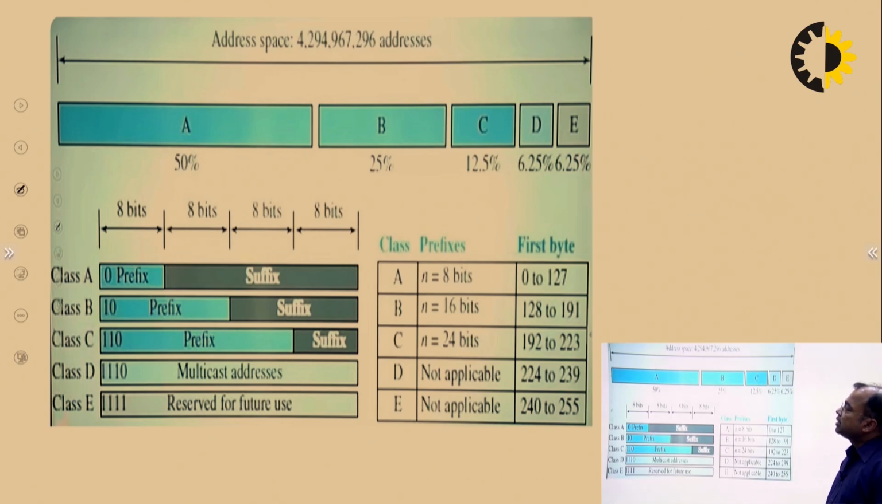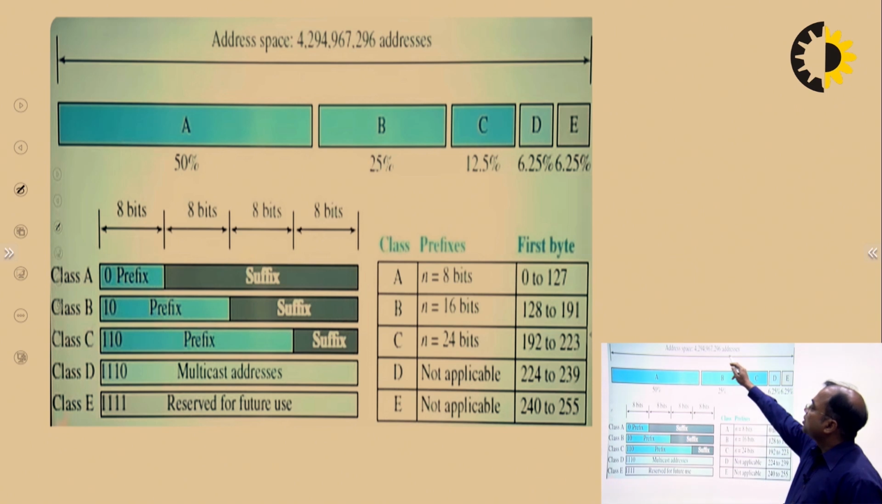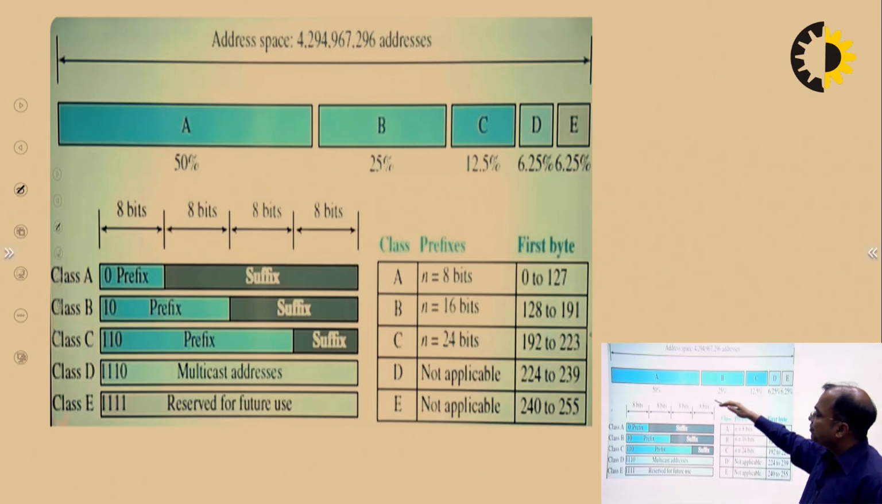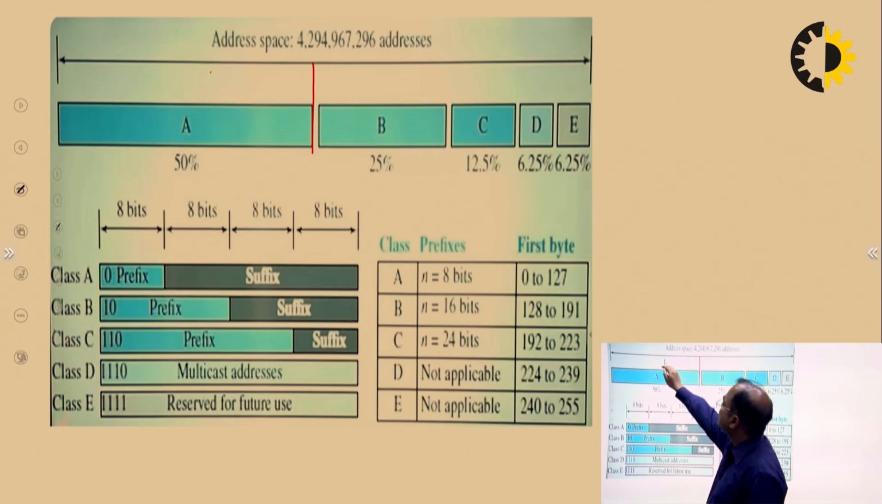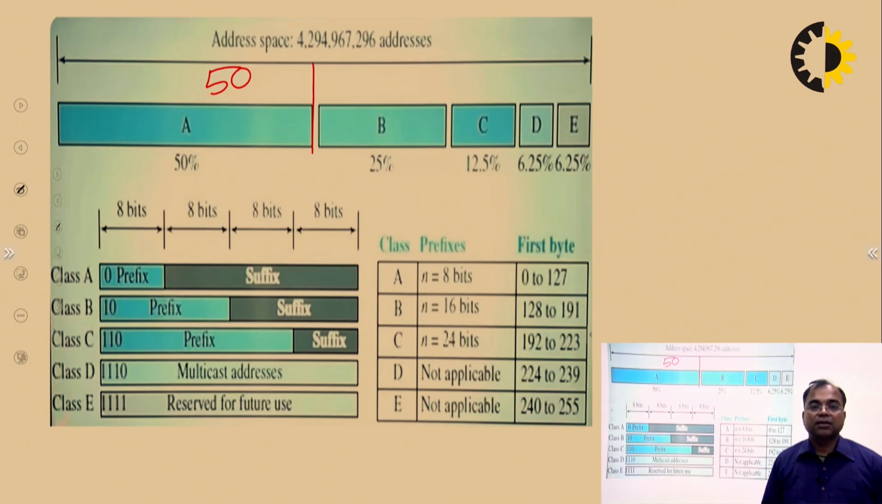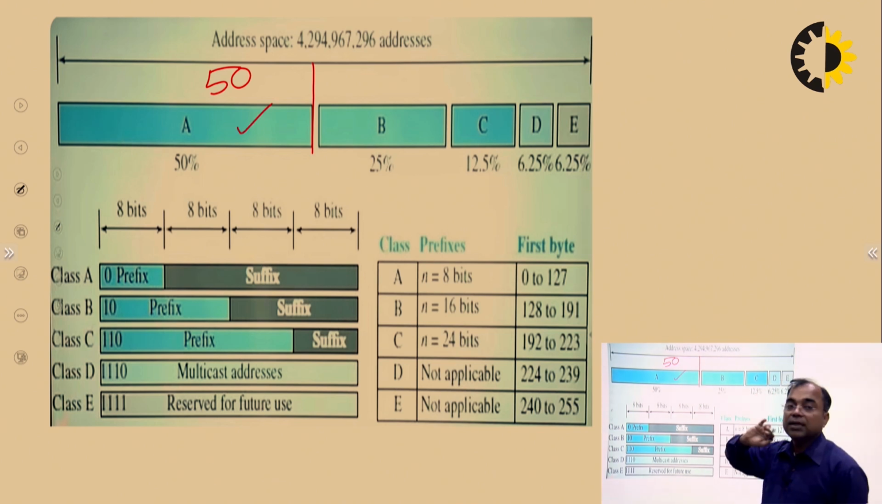Now, how much address space is there? It is around 4 billion 294 million addresses. If the network part is 8 bits and 24 bits is the host part, then in this address space a maximum of 50% of computers, if we connect all these IP addresses in IPv4, is concerned with class A only. How much is kept in class A? 50% of computers. Then 25% of that is kept in class B.